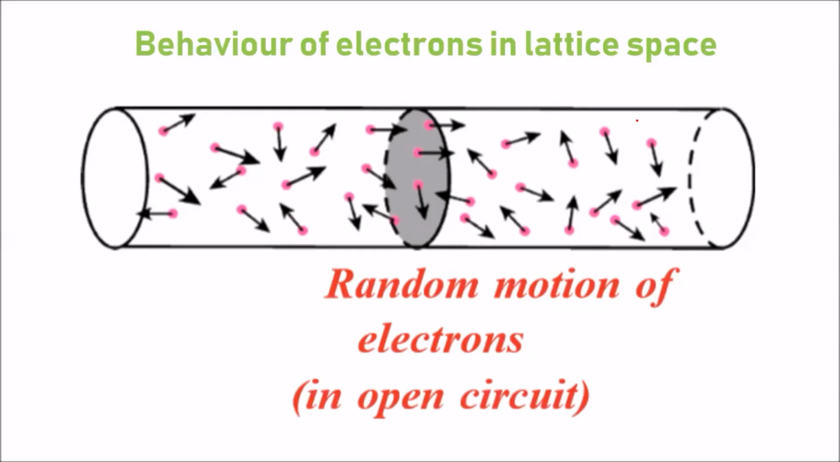Some electrons are moving towards right, some are moving towards left, some are going up, some are coming down. So the number of electrons crossing left to right and crossing right to left will be equal, and this motion is known as random motion of electrons. This is possible only in an open circuit.